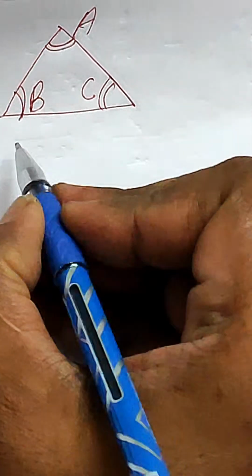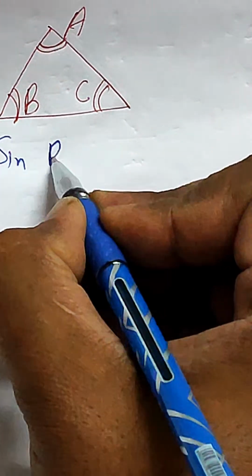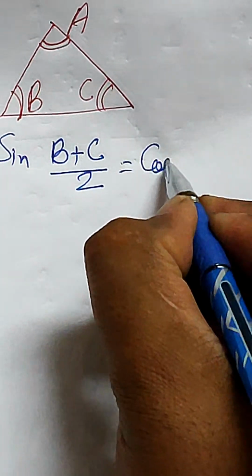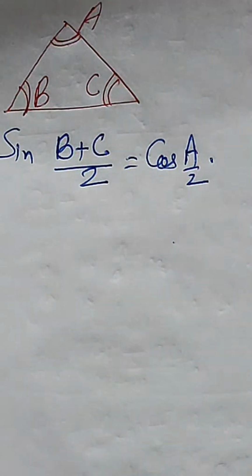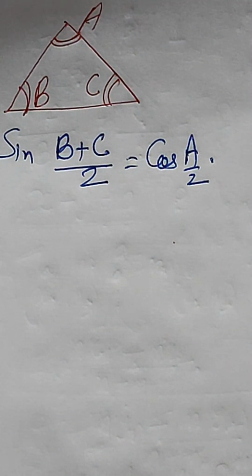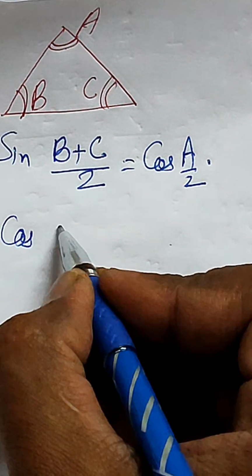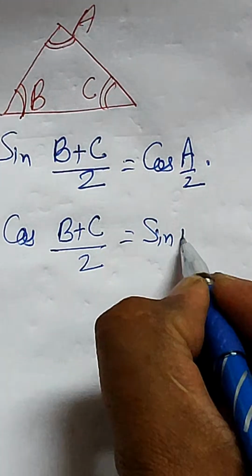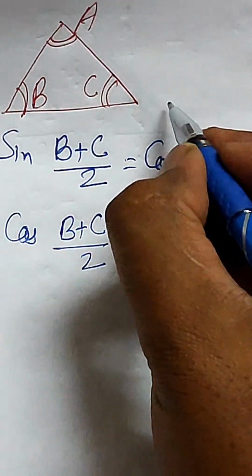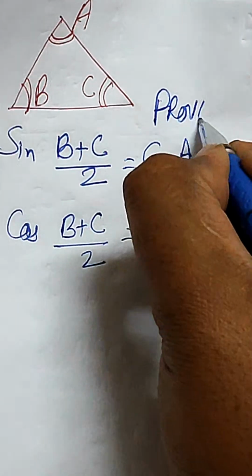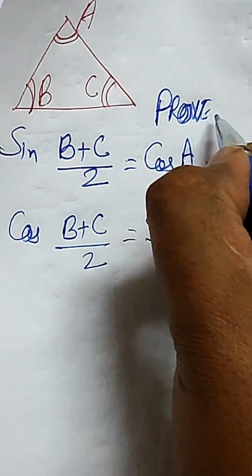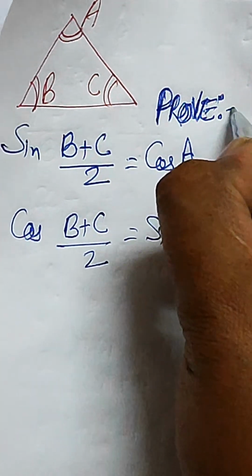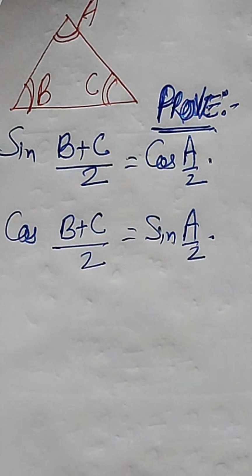We need to prove that sine of (B plus C) divided by 2 is equal to cos A by 2, right? And the other one is cos of (B plus C) by 2 is equal to sine A by 2. This we need to prove, right? So this is the question, right? So how to solve such questions?